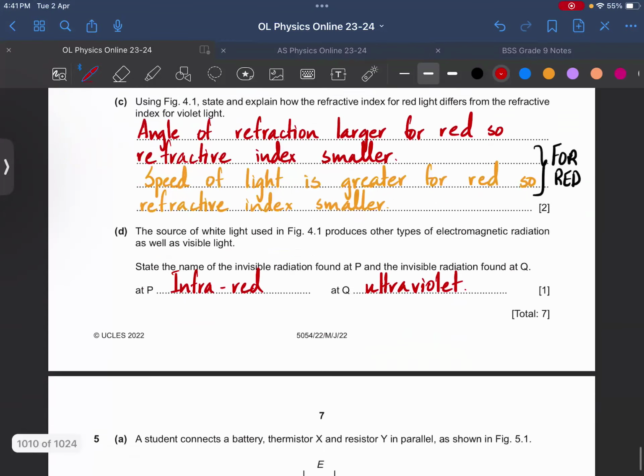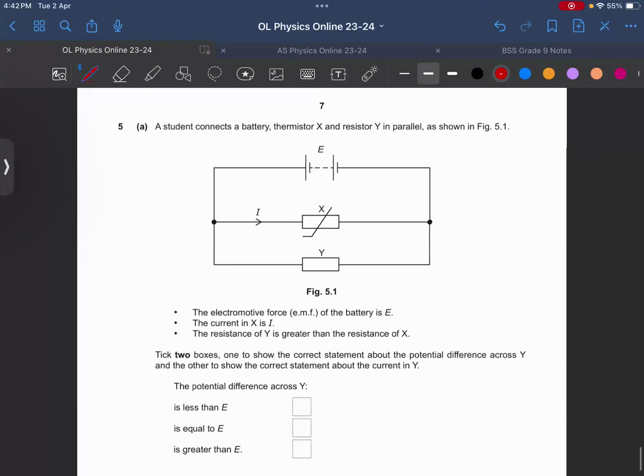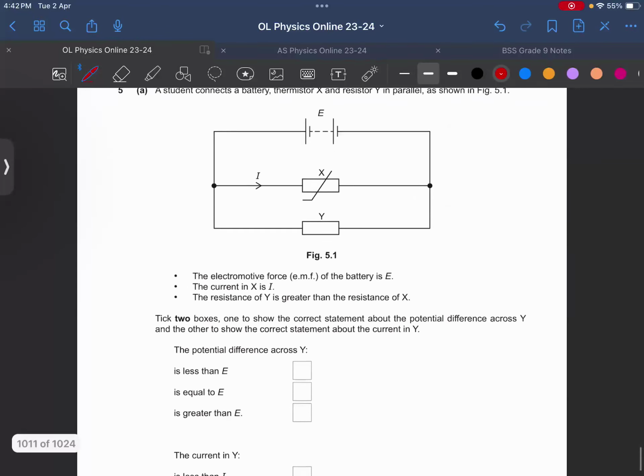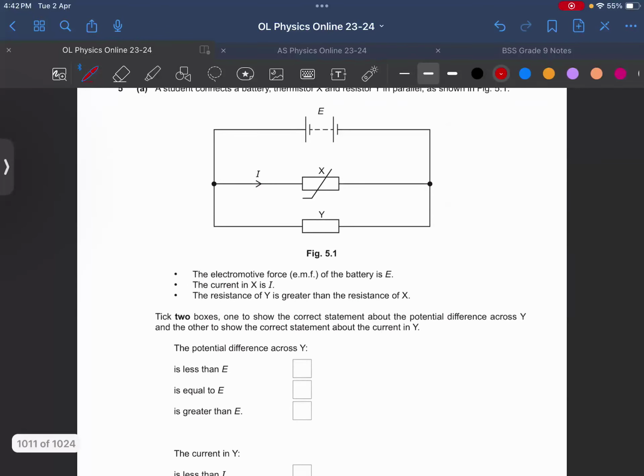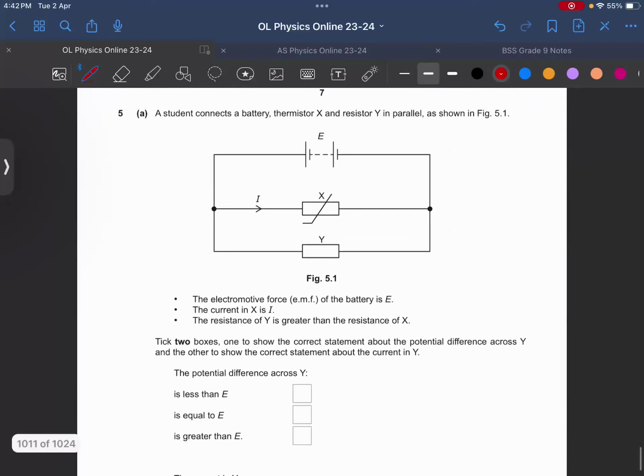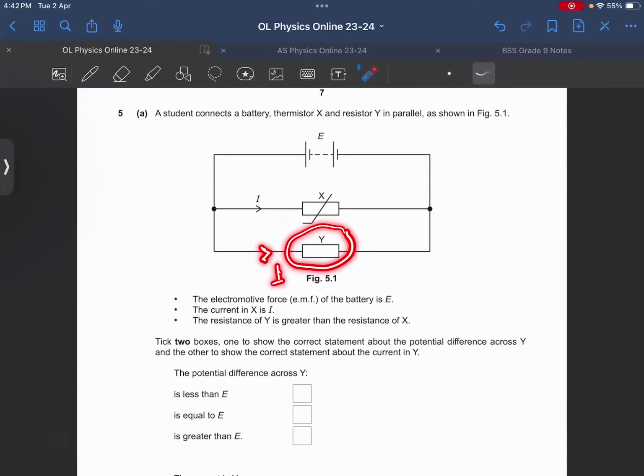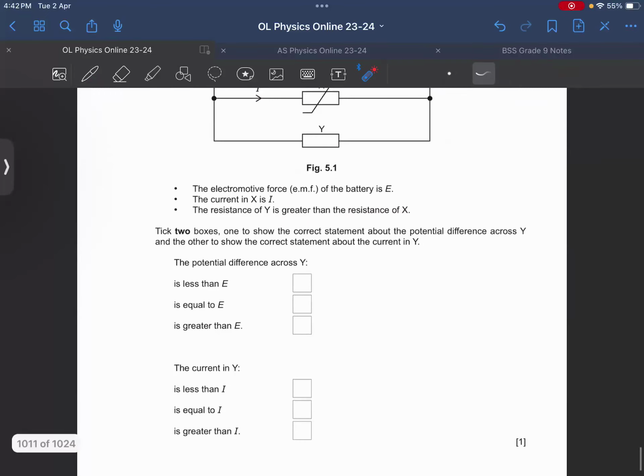Okay. 5. Student connects a battery, thermistor and resistor in parallel. EMF is E, current is I. Resistance of Y is greater than the resistance of X. So the resistance of this fixed resistor is greater than the resistance of the thermistor. Now I know that if its resistance is more, then less current will flow through it, so whatever this current is, it is going to be less than I.